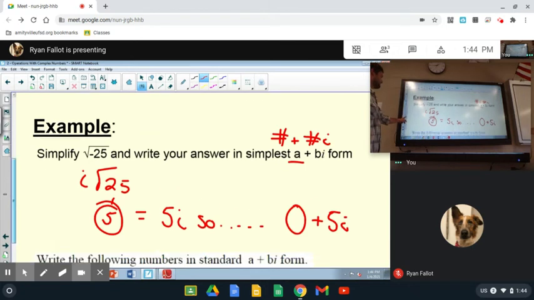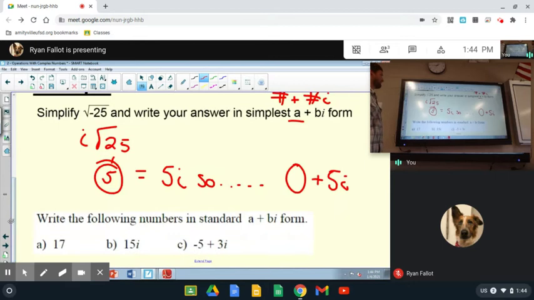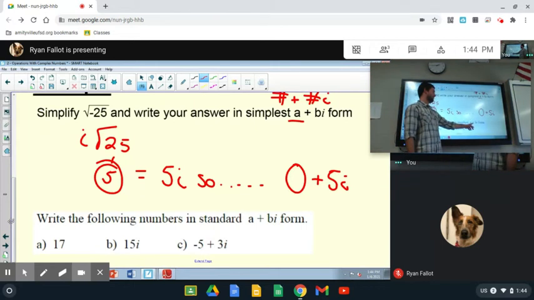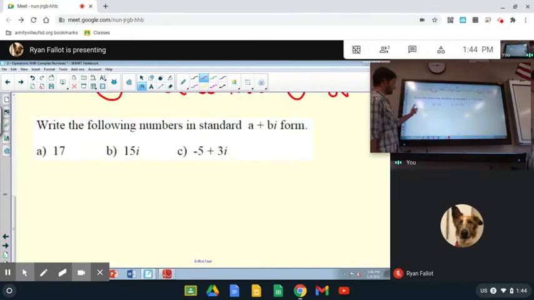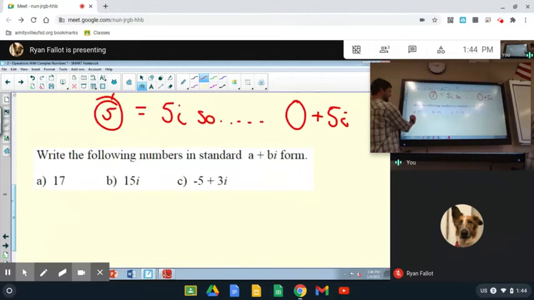So write the following numbers in standard a plus bi form. Well, this needs to be a number plus a number I. This is a number plus nothing. So we've got to fix that. A number plus nothing would be plus 0i.